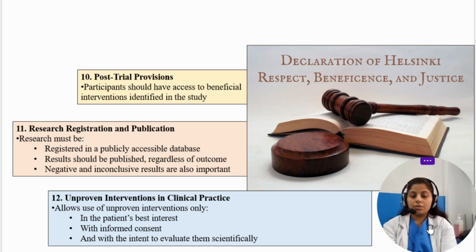Coming to the next section, post-trial provisions. Participants should have access to beneficial interventions identified in the study. And research registration and publication. All research that is conducted must be registered in a publicly accessible database, and results should be published regardless of the outcome. You should not set your outcome before you do any research, saying this outcome only I have to have and I have to make my research according to that outcome only.